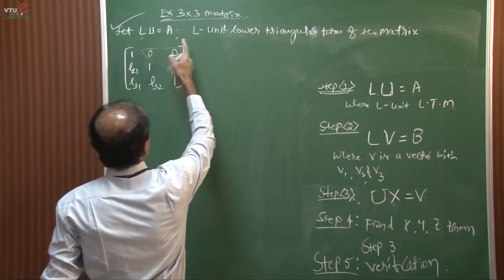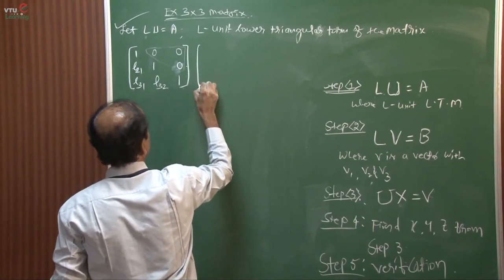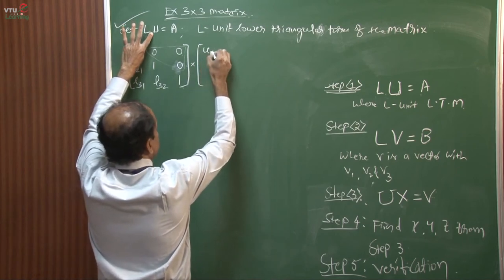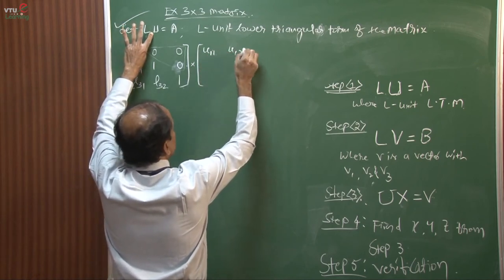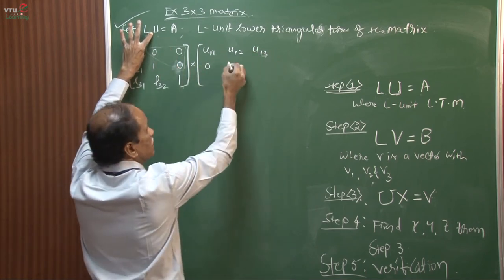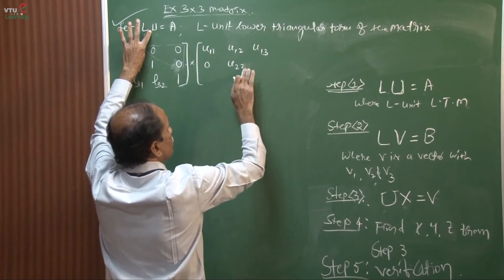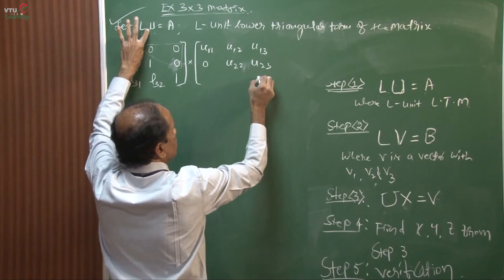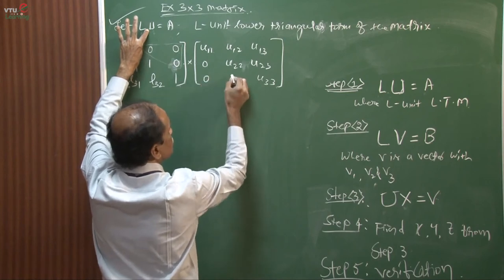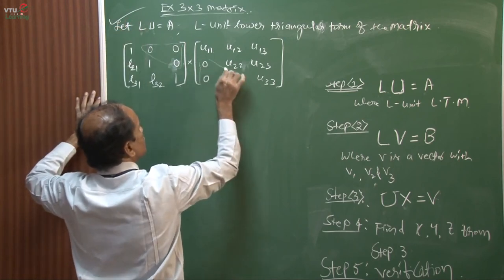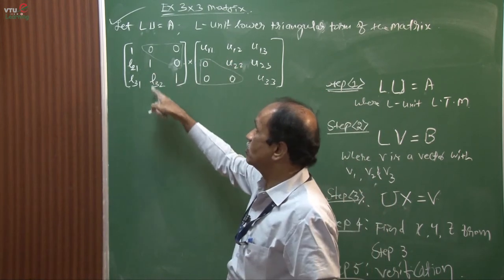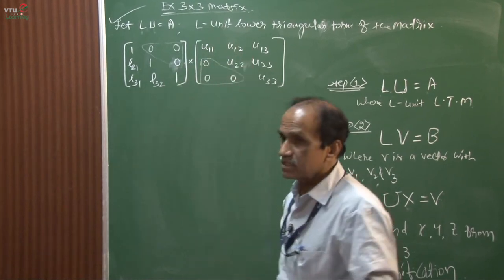Now, the upper triangular matrix, you will write, this is multiplication. You can take the upper triangular with the usual notations: U11, U12, U13; then 0, U22 and U23; and 0, 0, U33. This is supposed to be U. Upper triangular means the elements below the principal diagonal are 0. This is the upper triangular matrix. This is lower, but unit lower triangular matrix. This is the suggestion in this method.